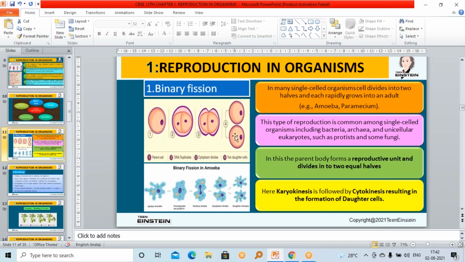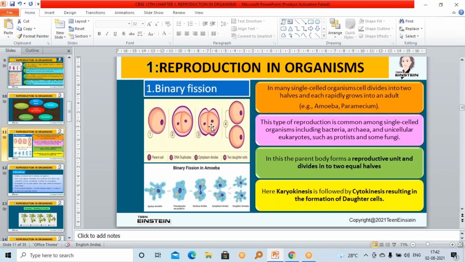So first one is binary fission. The first asexual reproduction method is binary fission. It occurs mainly in single-celled organisms, and the cell divides into two halves. You can see here, this is the cell, the parental cell or the parent cell.